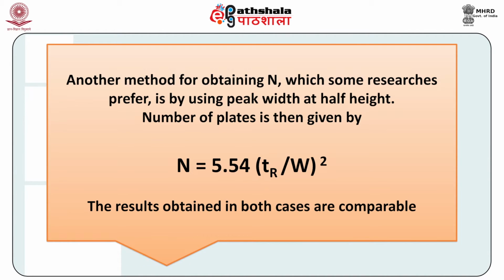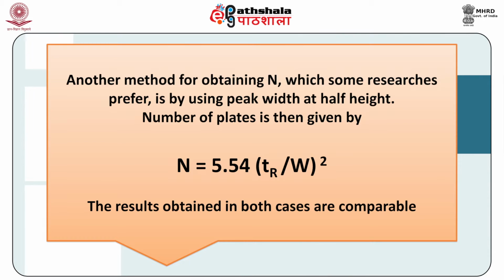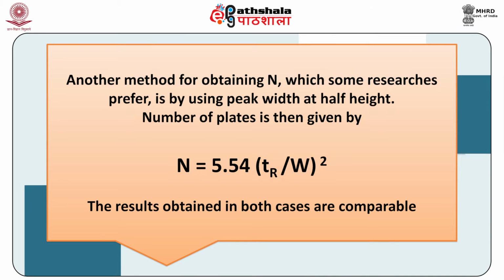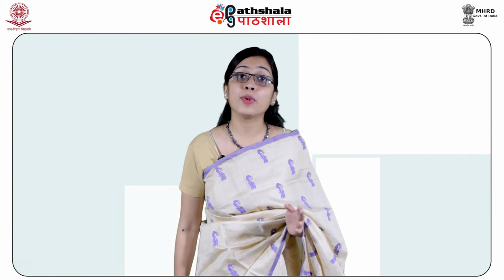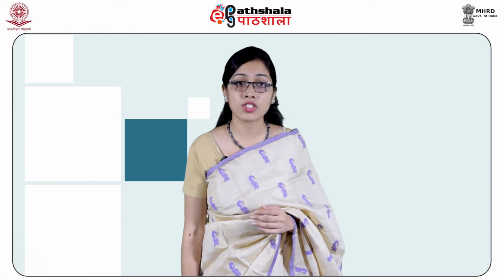Another method for obtaining n, which some researchers prefer, is by using peak width at half height. Number of plates is then given by n is equal to 5.54 multiplied by Tr divided by W whole raised to the power 2. The results obtained in both cases are comparable. Since past 50 years, researchers have been devoted to developing meaningful relationships describing the effects of experimental parameters for reducing plate height on various columns.